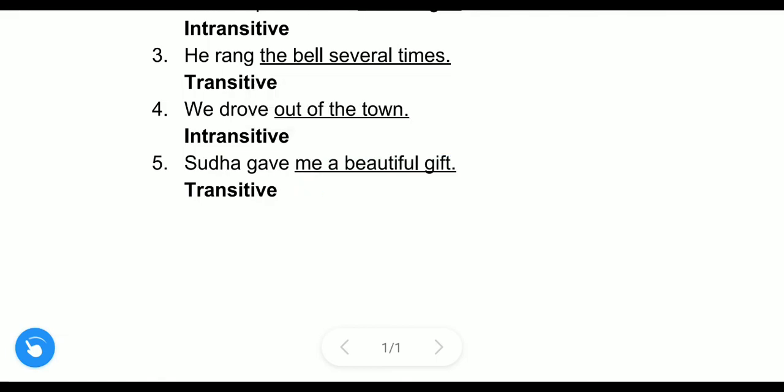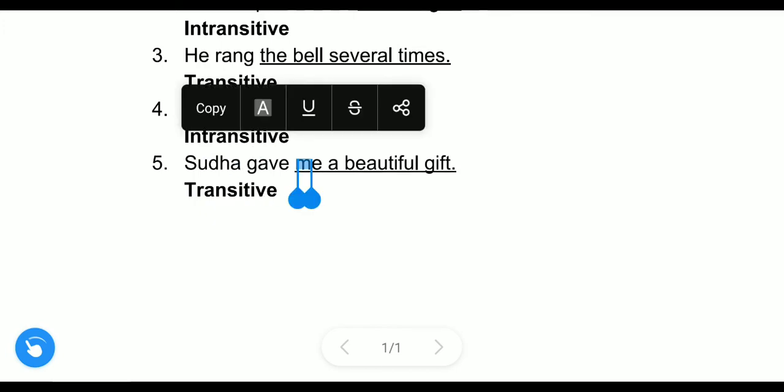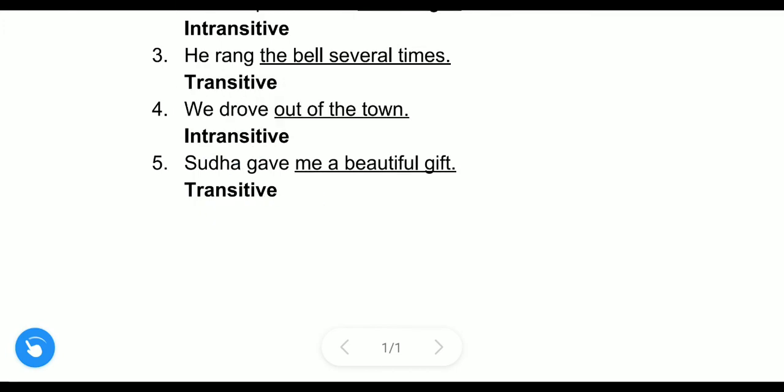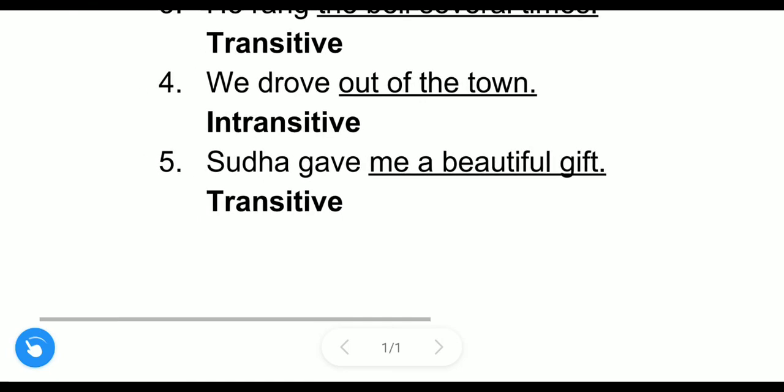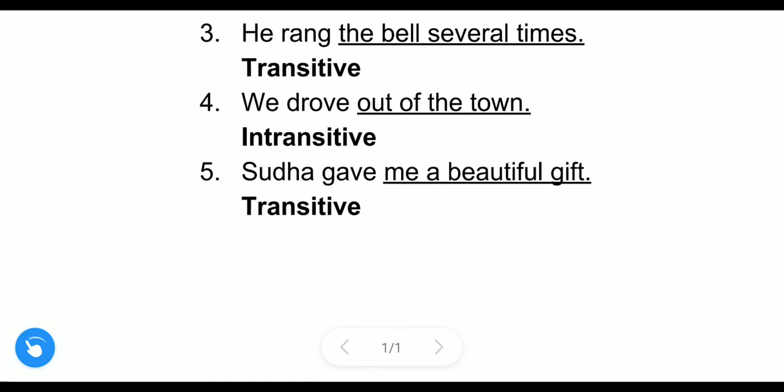Now gave is the verb in this sentence, which is the action word. This action is performed by the subject Sudha. So let us check whether gave is a transitive or intransitive verb. Let us frame the question. What did Sudha give me? Okay, so what is the answer?